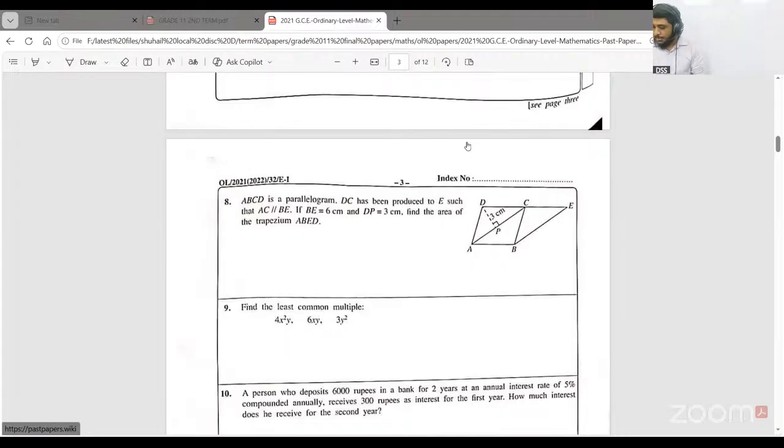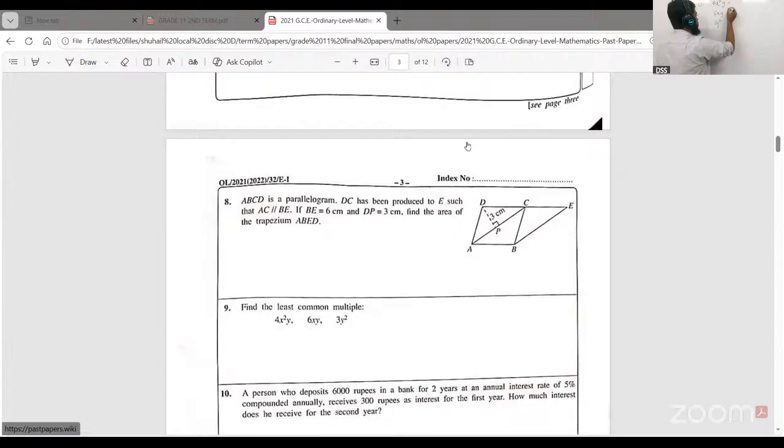Now they have asked question number 9. Find the LCM, least common multiple. Now they have asked the LCM here. One thing they have given is 4x squared y, and the other thing is 6xy. Another thing is 3y squared.